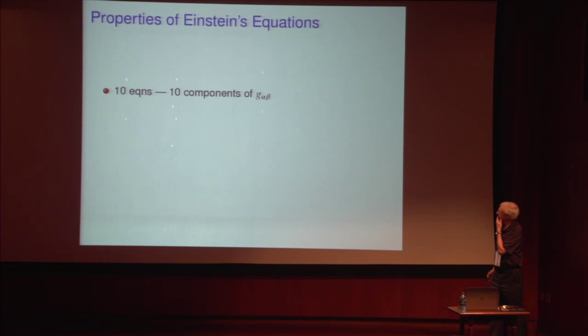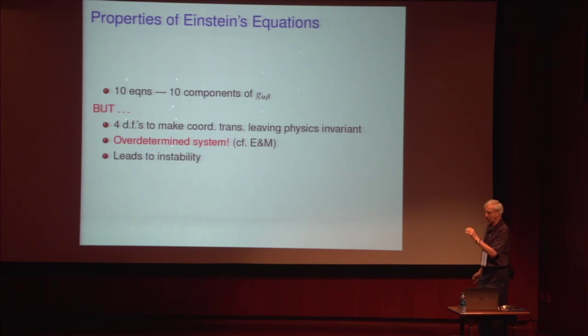Okay, so let me explain what constraint violation means. So Einstein's equations, you have a symmetric tensor, G alpha beta. It's got 10 independent components. And there are 10 components to the Einstein equations, right? 10 equations, 10 unknowns. But the problem is there are 4 degrees of freedom to make arbitrary coordinate transformations. So you have an overdetermined system. There are only 6 physical degrees of freedom there, but you have 10 equations.